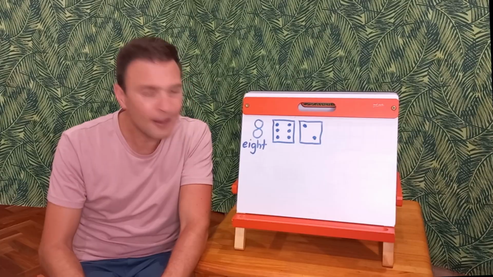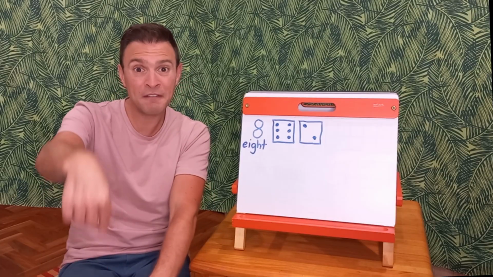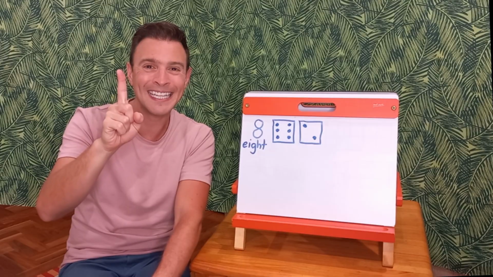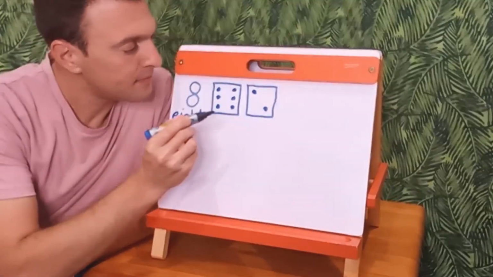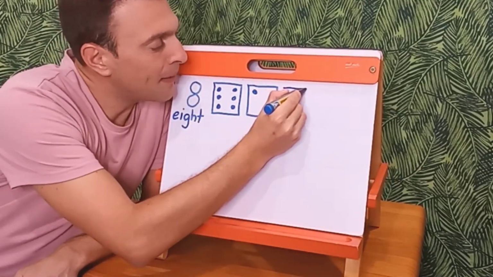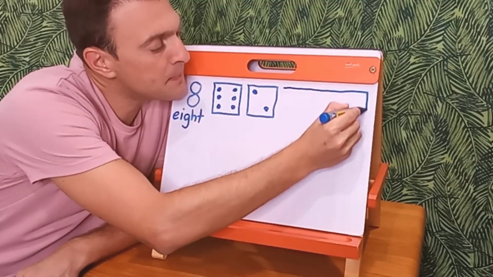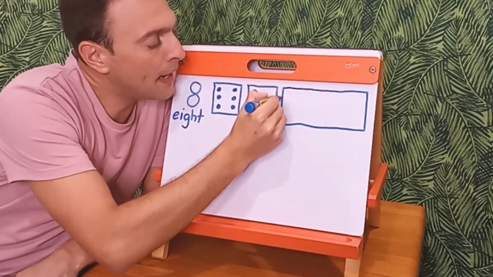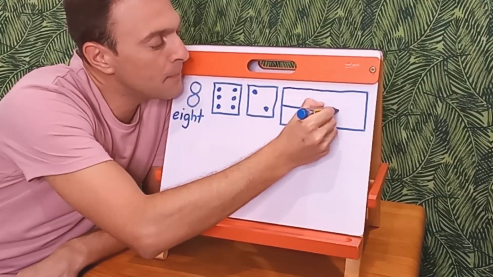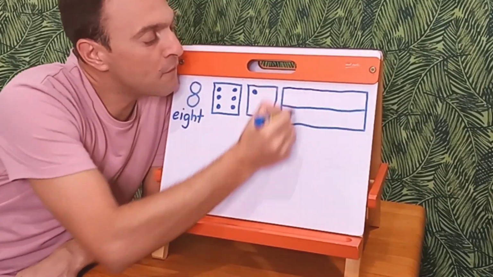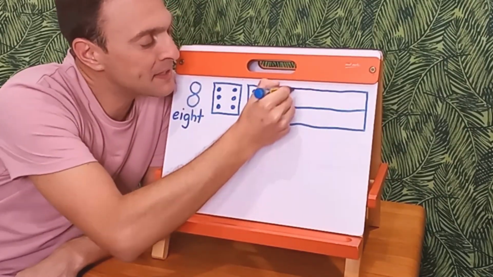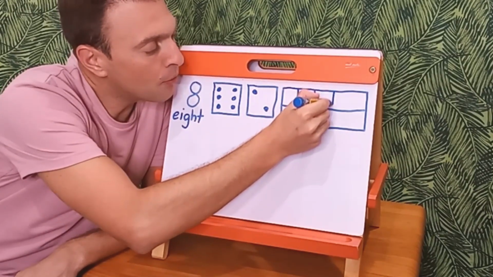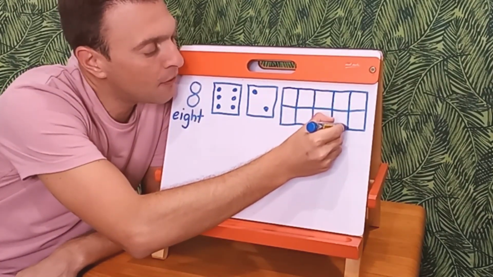How about on a 10 frame? Pointing fingers up, everyone. While I draw my 10 frame, you can draw yours in the air. So as always, we start with our nice big rectangle like this. And then we need to draw our long horizontal line through the middle. And then of course, 4 lines going down, keeping the spaces equal. 1, 2, 3, and 4.